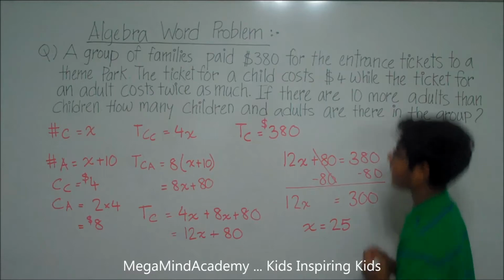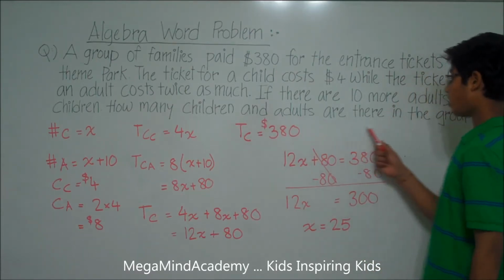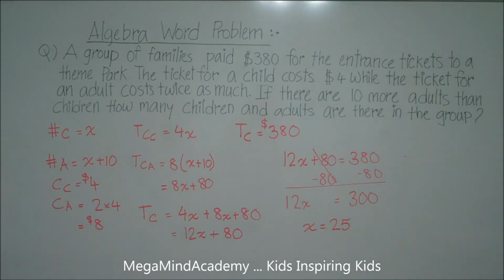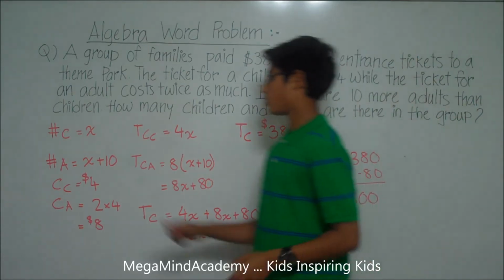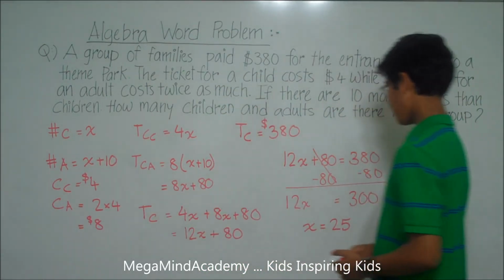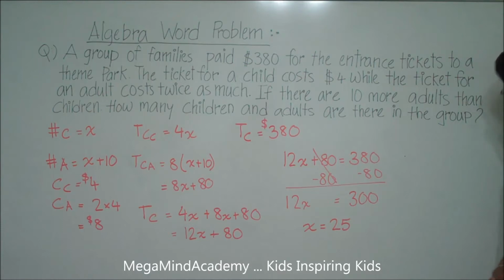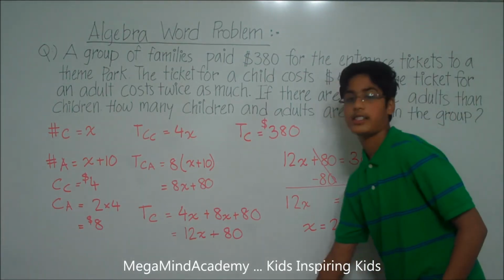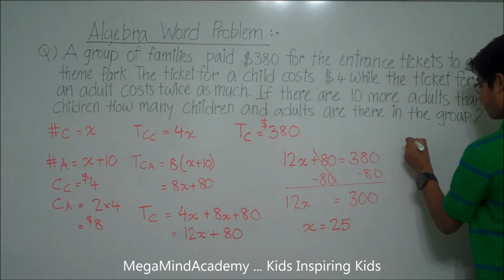Now we need to find out how many children and adults are there in the group. And we know that the number of children is equal to x. And we know that x is equal to 25. So this means that there are 25 children.